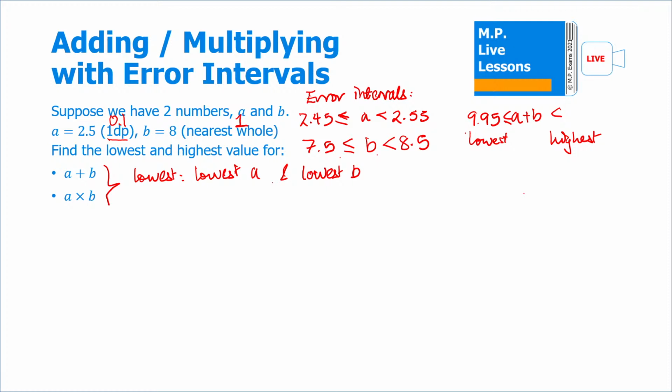the opposite is for the highest possible value. You'll have the highest possible value for A and the highest for B, actually.